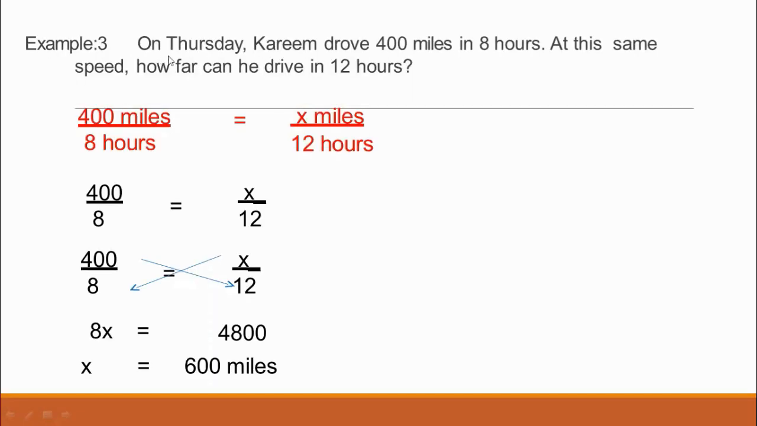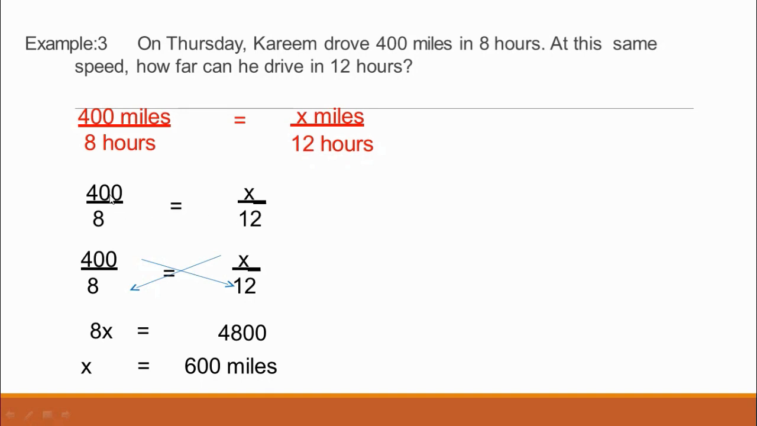Third word problem. On Thursday, Kareem drove 400 miles in 8 hours. At this same speed, how far can he drive in 12 hours? So we can write 400 miles divided by 8 hours, 400 ratio 8 hours, and x means this is the unknown. How far can he drive in 12 hours? 12 hours is known for the second ratio, and how far can he drive? x means unknown. So 400 divided by 8 is equal to x divided by 12.